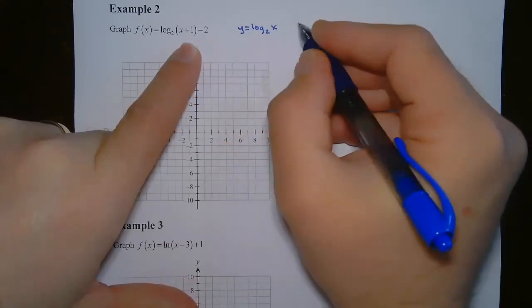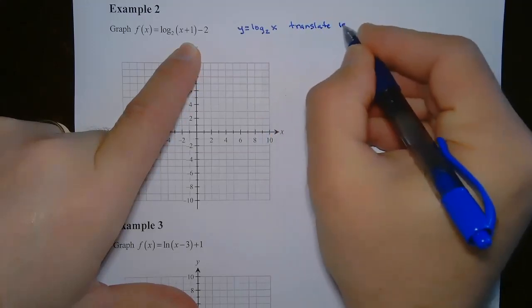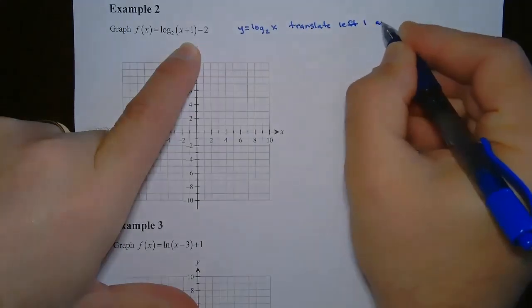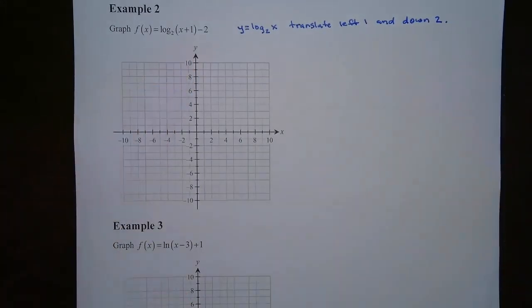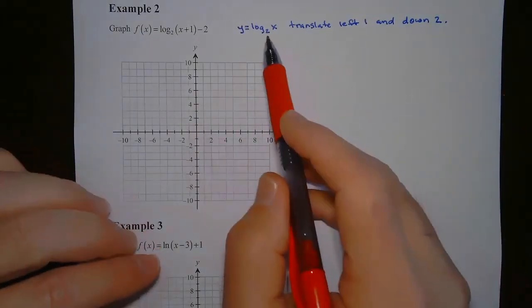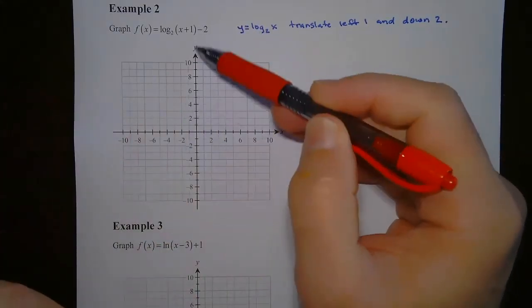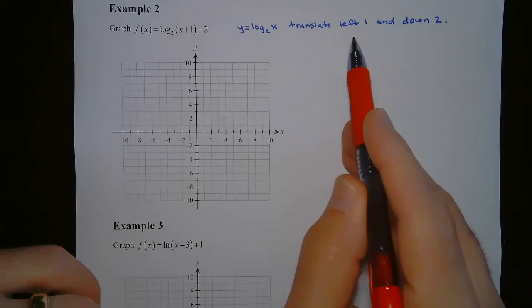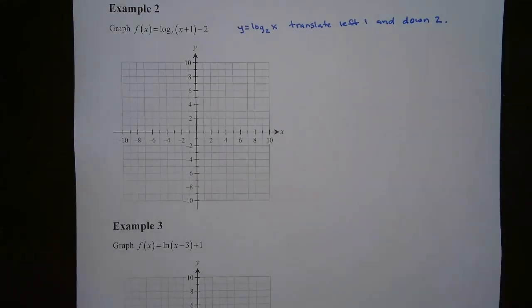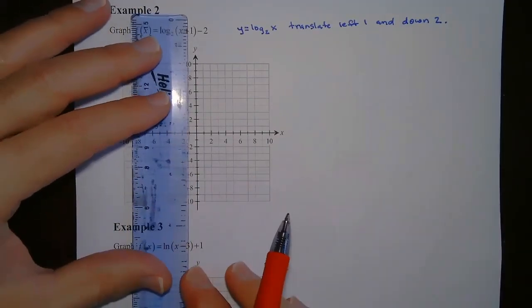So we're going to take this function and translate it left 1 and down 2. Okay, so what do we know? We know that the original parent function, all logarithms, always has a vertical asymptote on the y-axis, but that vertical asymptote has been moved to the left 1. So if we move it to the left 1, it's going to be at x equals -1.